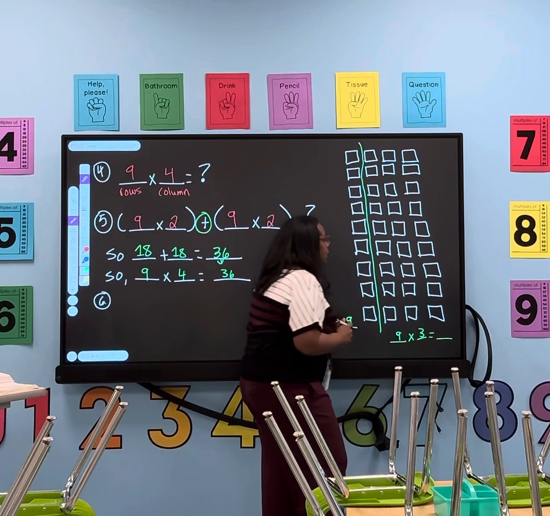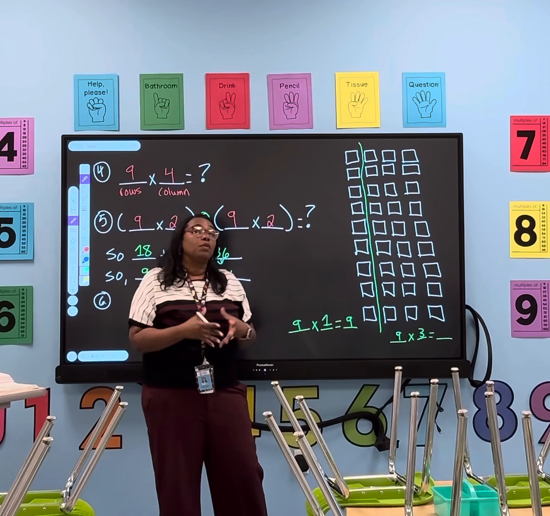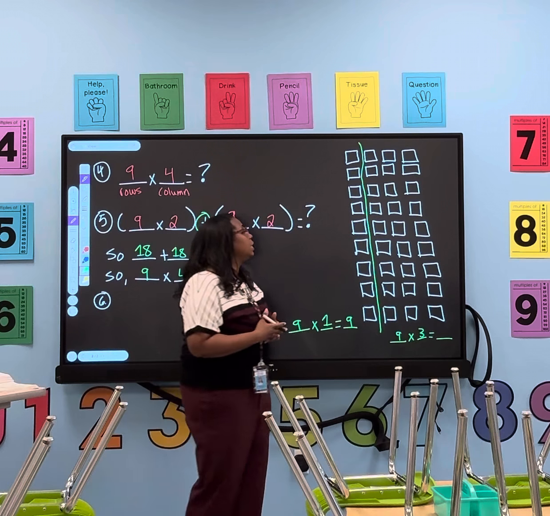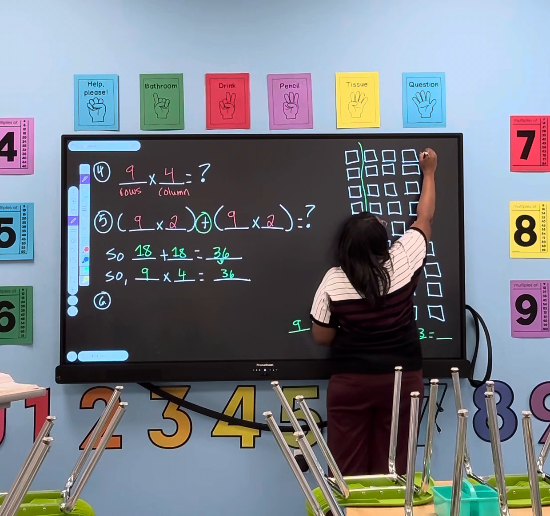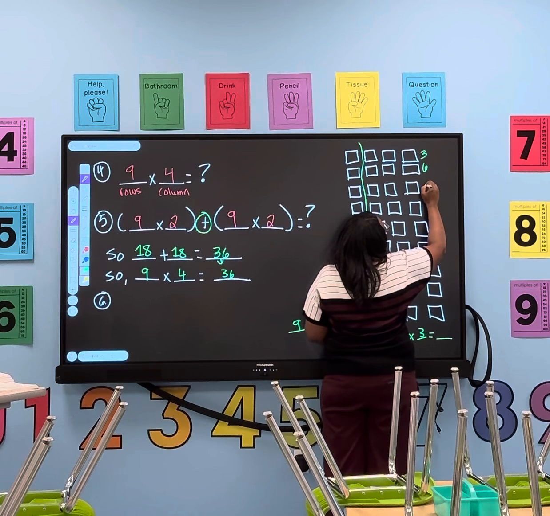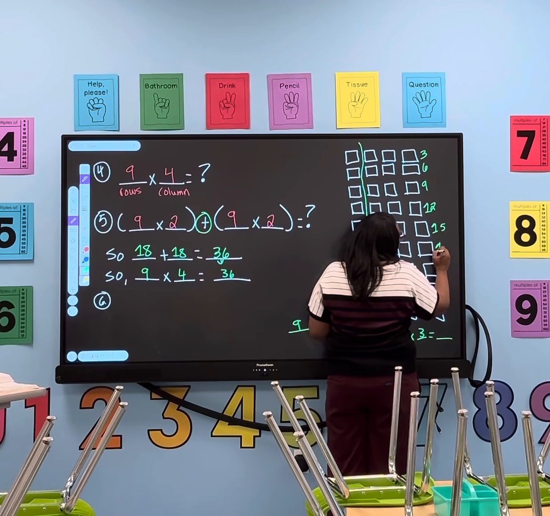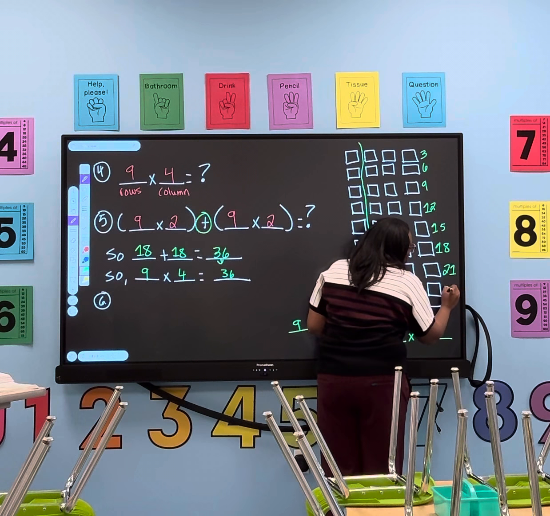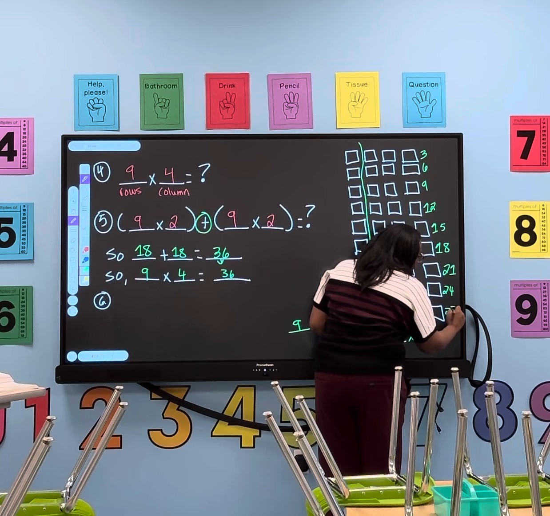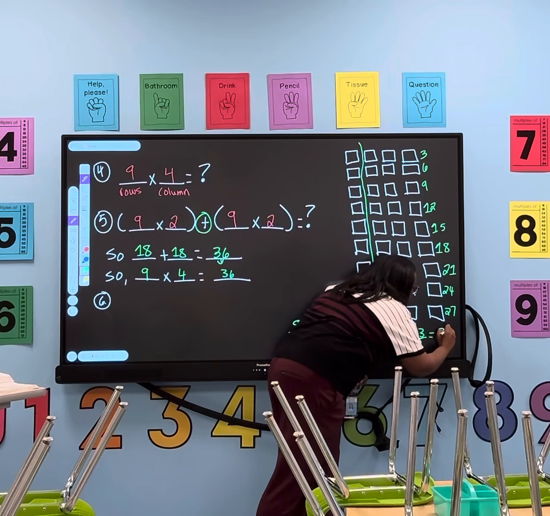Okay, then we can skip count by 3s because we've been practicing our 3s. If we skip count by 3s, that'll give us the answer. So let's do a skip count by 3 on the side. That's 3, 6, 9, 12, 15, 18, 21, 24, 27. So now we know that 9 times 3 is 27.